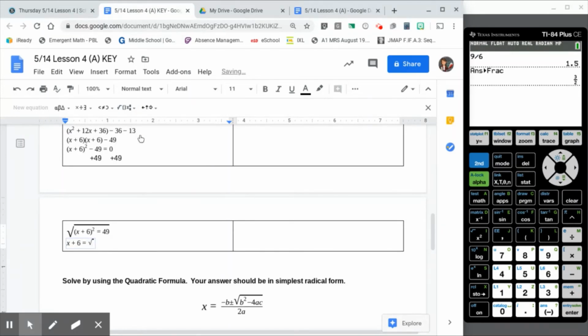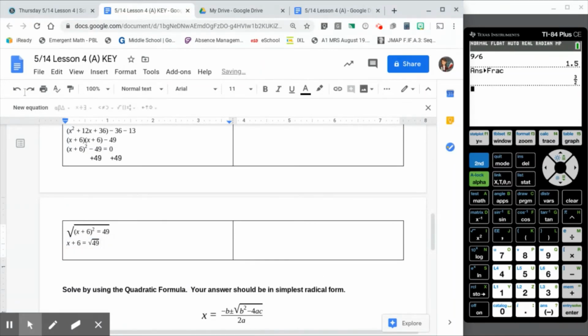Now, if we take the square root of 49, remember there's always two answers. There's a hidden answer, because when we take the square root, we're trying to find what number times itself gives us that number under the square root. Now, the square root of 49 is 7. But if you think about it, a negative 7 times a negative 7 also gives us 49. So we have to include that negative in our answer as well.